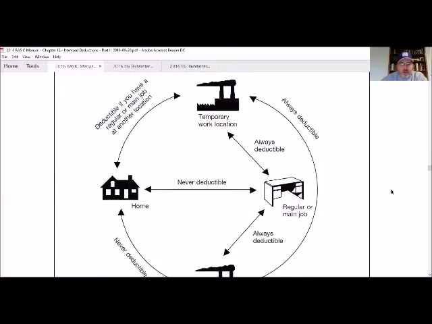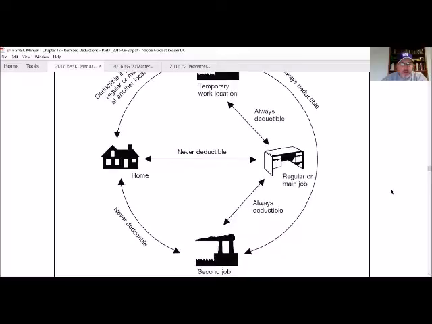Okay? Here's the chart I was referring to. This is where, if you have a home and you drive back and forth to your regular job, that is not deductible. Now, if you have a temporary work location, say that you are a TV repairman, you get your assignment, and then you go out to the different spots to repair TVs and your employer does not reimburse you for miles, you can deduct those. Or if somebody has a second job, driving to their second job from their main job.